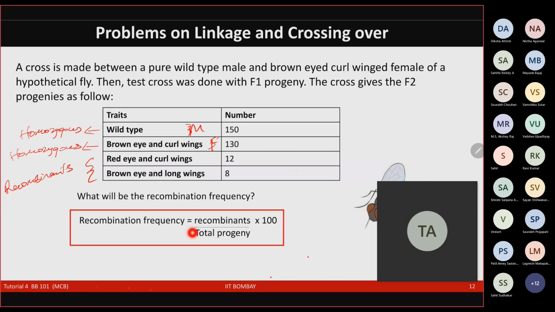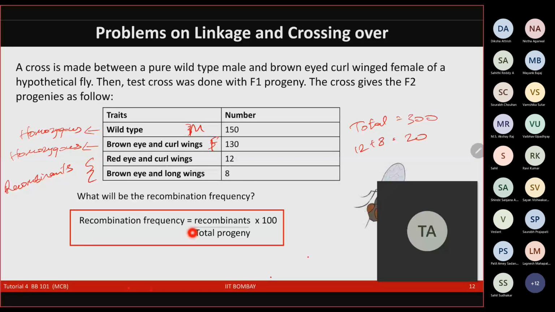So out of the total here, how much is the total? The total is 300. So the total number of progenies is 300. Out of them, your recombinants are 12 plus 8, which is 20. So the question is, what is the recombination frequency?